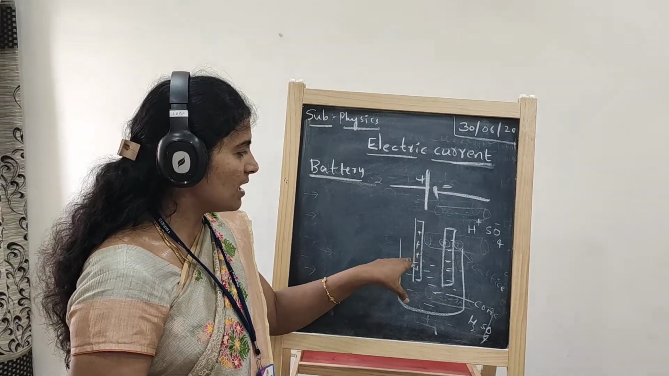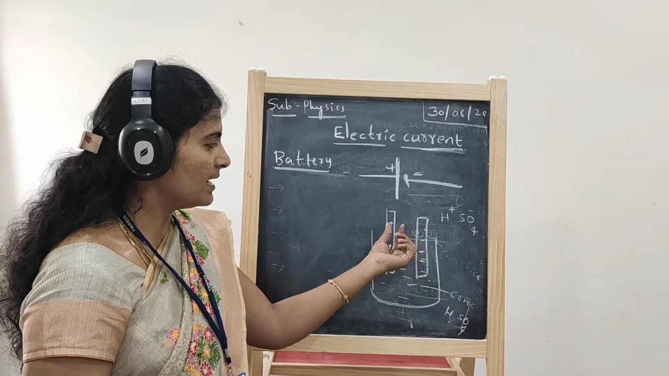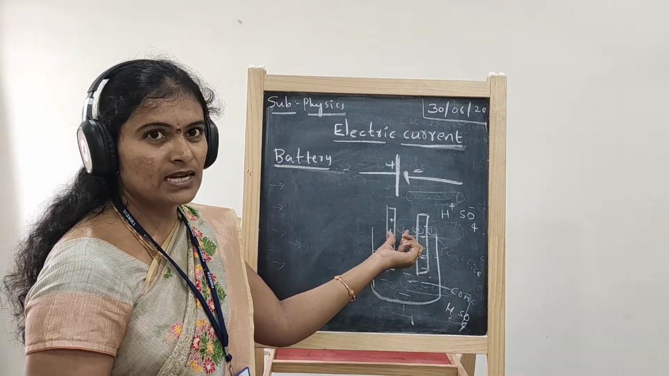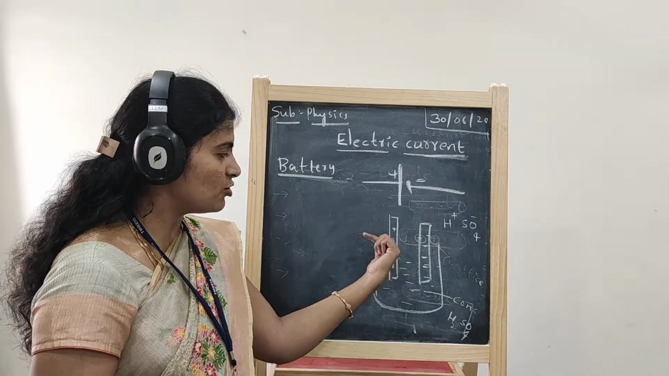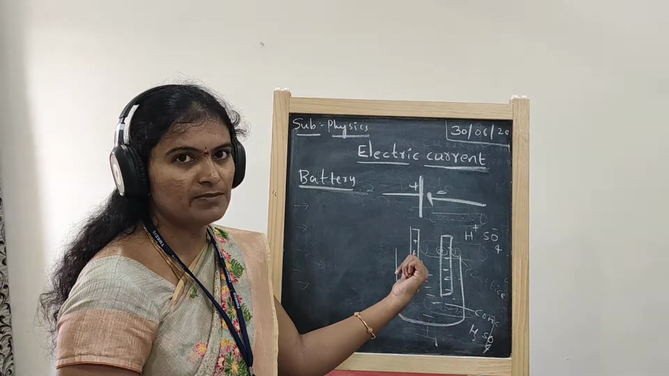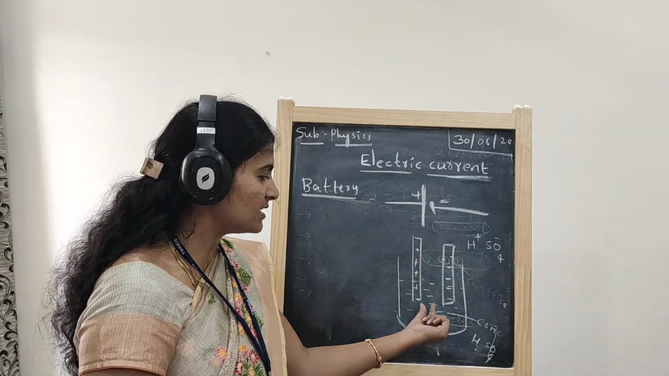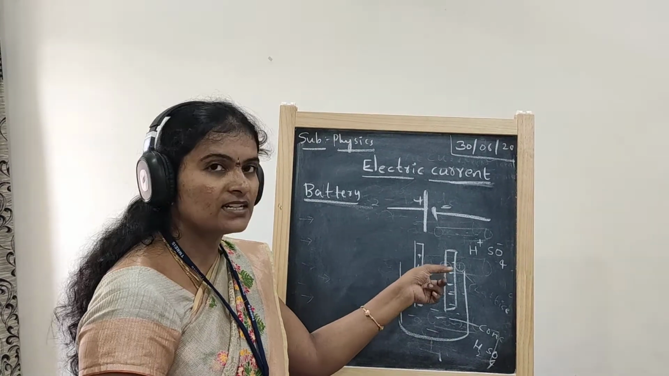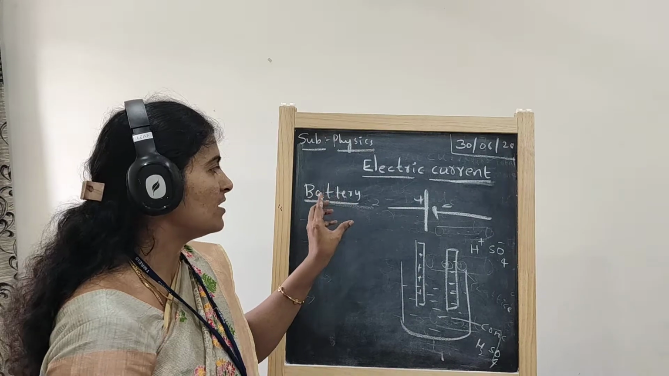Whenever sufficient charge has developed on the anode and cathode, an electric field is created. That electric field dominates the chemical energy. Electrical energy dominates the chemical energy, and then the electrolysis process stops. So what happens here? Chemical energy is converted into electrical energy. So this device is called a battery.